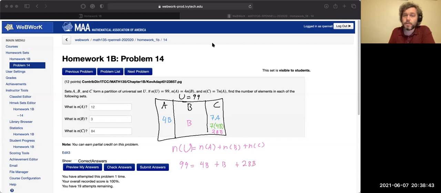And now it's just like an algebra problem. So we have like 4x plus x plus 28x, just like our algebra days. From there, you can solve for B. Now what you'll do is add these up. I'm going to get rid of the x part.